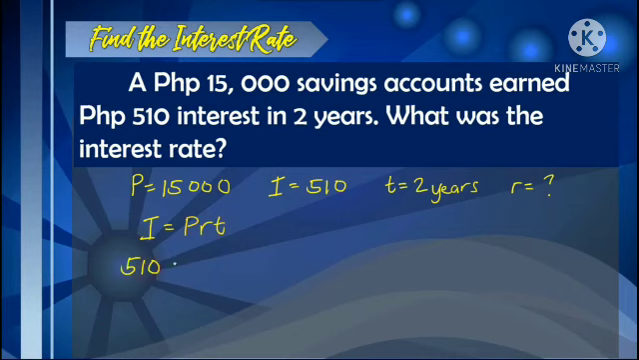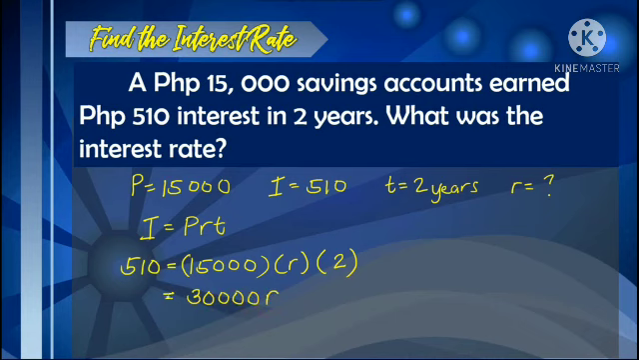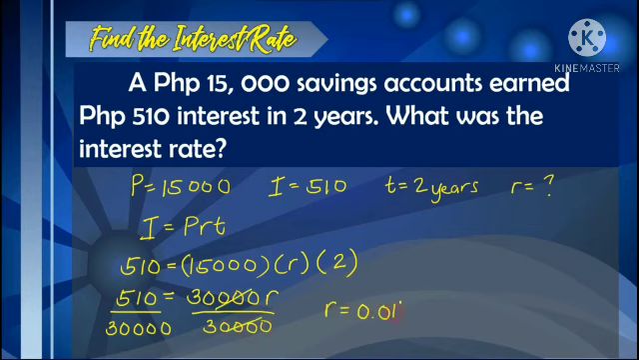So we have 510 as the value of I, equals 15,000, R is unknown, times the time, which is 2. First, we have to simplify the right side. So we have 15,000 times R times 2, which gives us 30,000 R equals 510. So we need to divide both sides by 30,000, and the value of R here is 0.017.